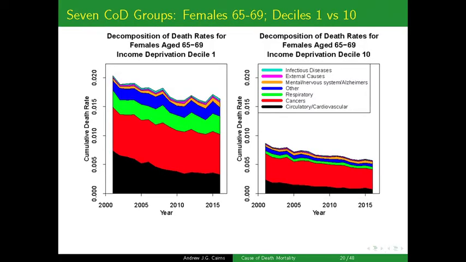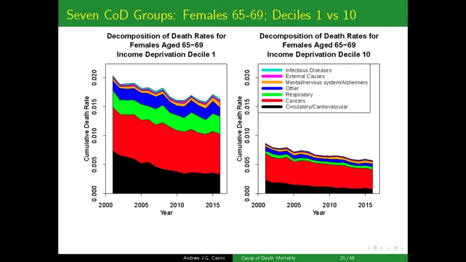And then before we get to the 34 causes of death, I thought it was interesting just to show, for these bigger groupings of causes of death, which cause of death groups are the biggest. So this is for females in the 65 to 69 group. And the black section at the bottom, that's the circulatory and cardiovascular diseases.